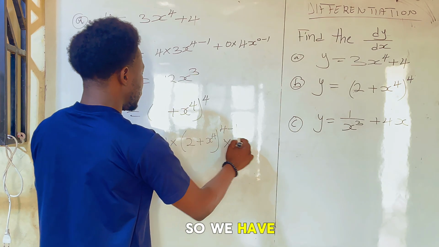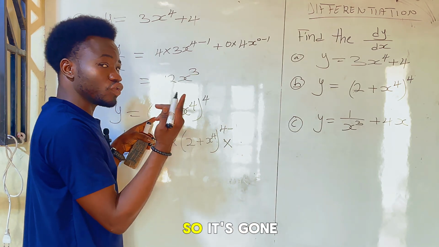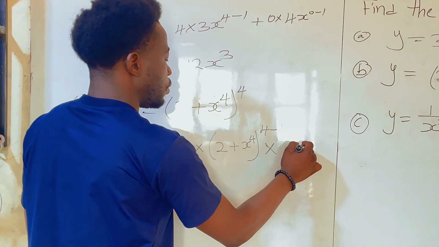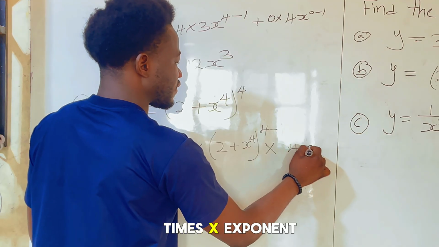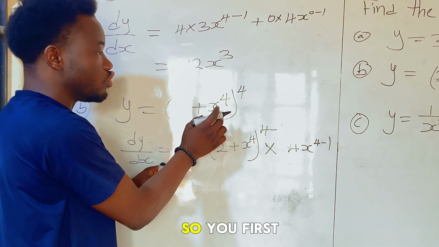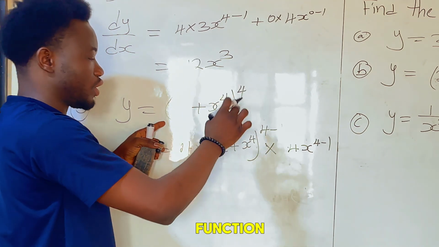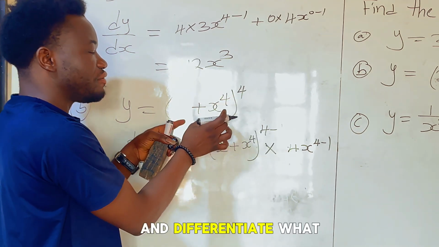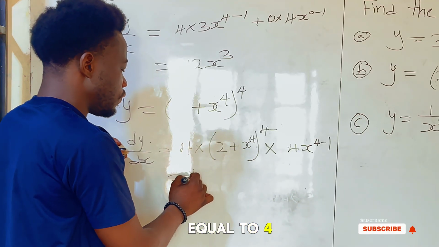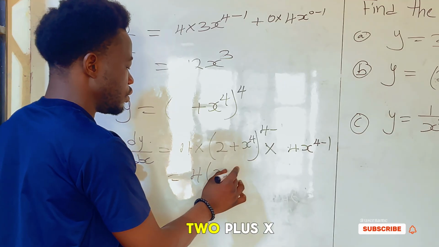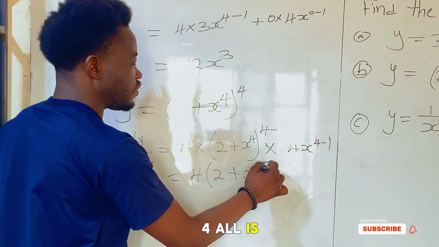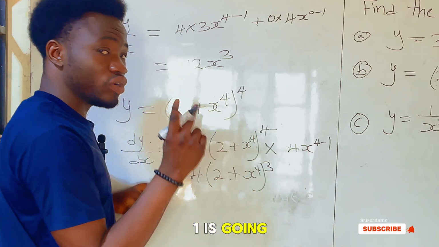So we have differential of this 2, it gives you 0, plus differential of this, that will be 4 times x exponent 4 minus 1. This is the one we are dealing with. So we first differentiate the whole function, which is this, and differentiate what is inside and multiply it. So this is going to be equal to 4 in the bracket (2 plus x exponent 4) all exponent 3, because 4 minus 1 is going to be 3.